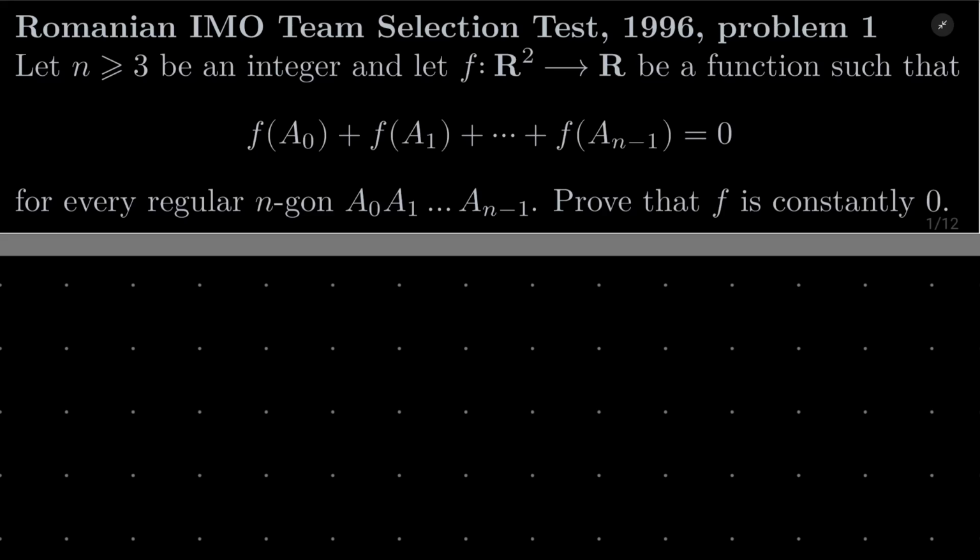Hello friends, in this video I'd like to solve the following problem from the Romanian International Mathematical Olympiad Team Selection Test 1996, problem number 1. Let n be greater than or equal to 3 be an integer, and let f from the set R squared into R be a function such that f of a0 plus f of a1 plus and so on plus f of a sub n minus 1 equals 0 for every regular n-gon a0, a1, and so on up to an minus 1. We wish to prove that f must be constantly equal to 0.